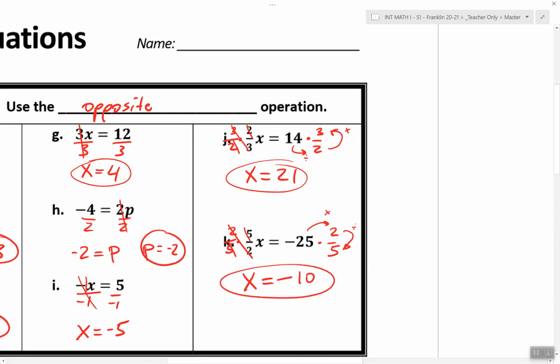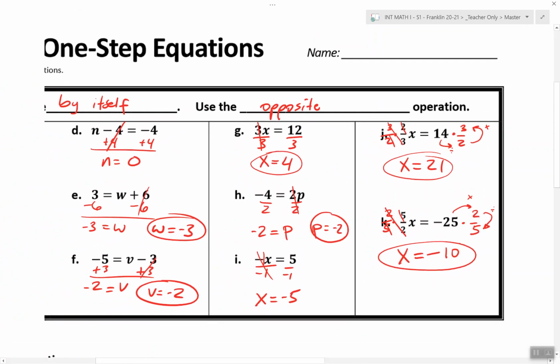So there are your completed notes for one-step equations.